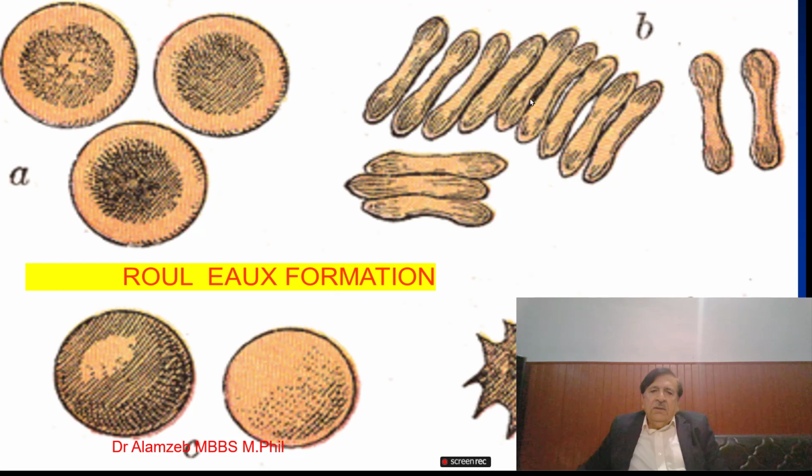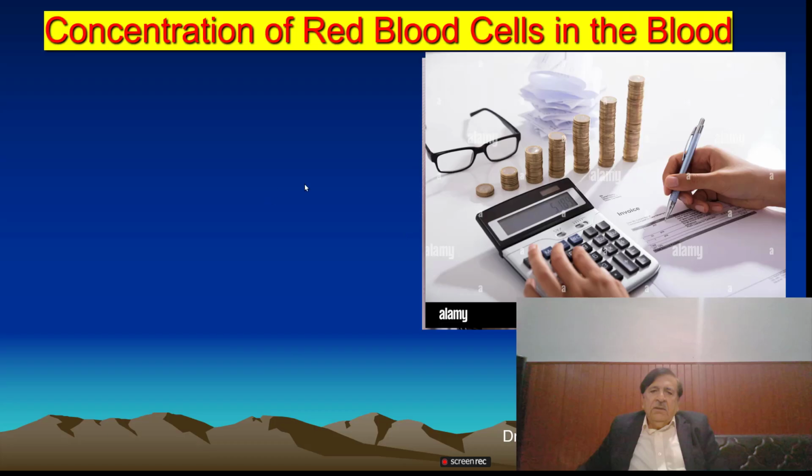It is just like when we put books in the cupboard or clothes in the cupboard. In this case, the flat surface of the RBC comes in close contact with each other. Normally, they repel each other, but in certain diseases like inflammation, these flat surfaces come next to each other and form this formation, which is called stack formation or rouleaux formation.